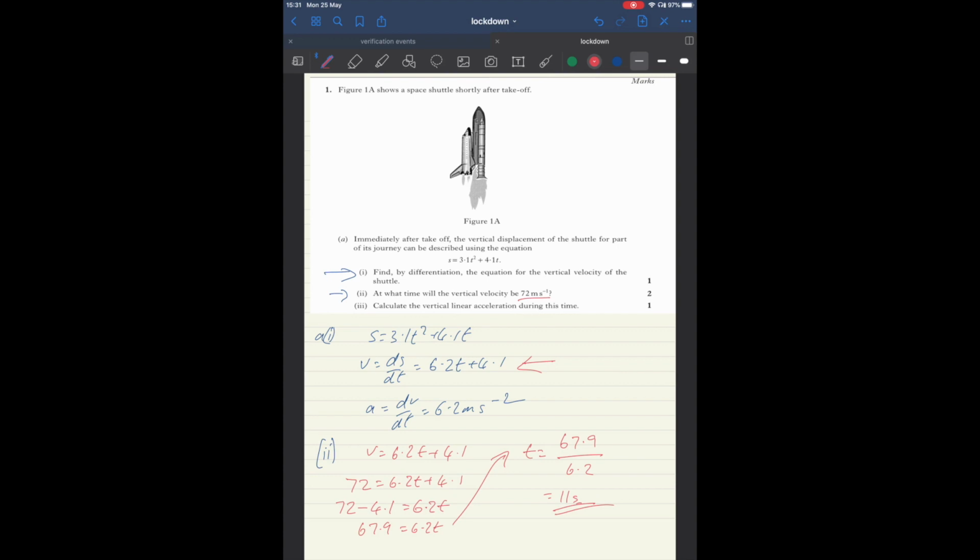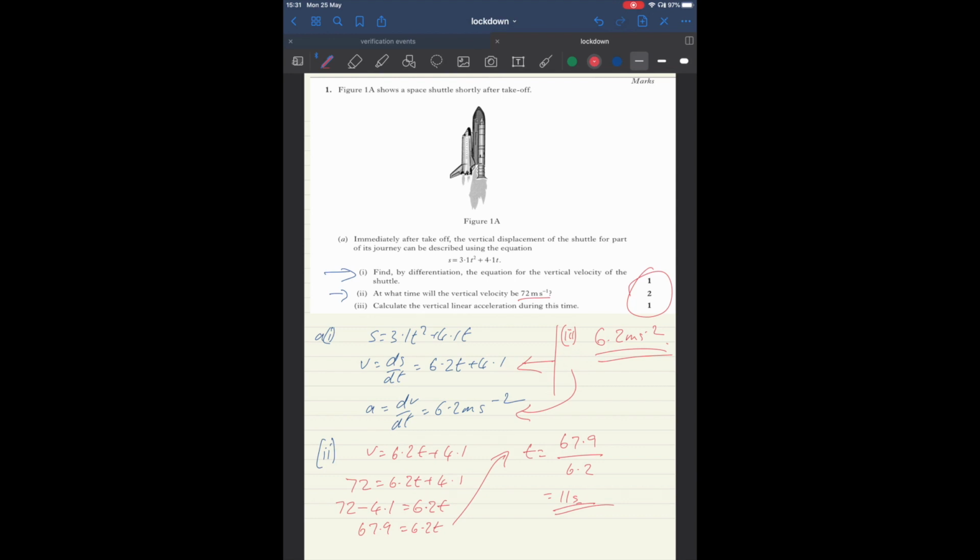Now, to save myself a wee bit of space, part 3, calculate the vertical linear acceleration during this time. Oh, wait a minute, I've already done that. There it is there, 6.2 meters per second squared. That would probably be worth more than 4 marks, as this is an old advanced higher paper. But you get the idea.